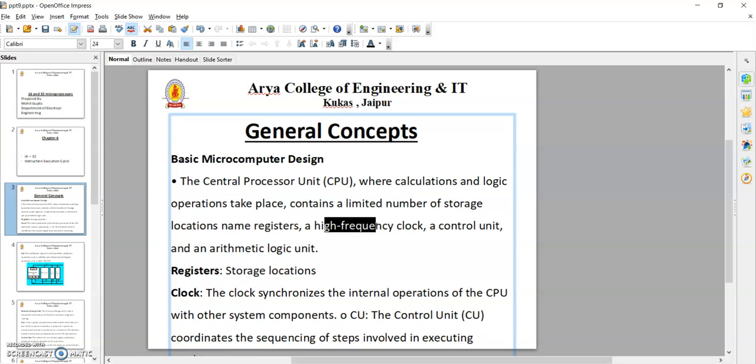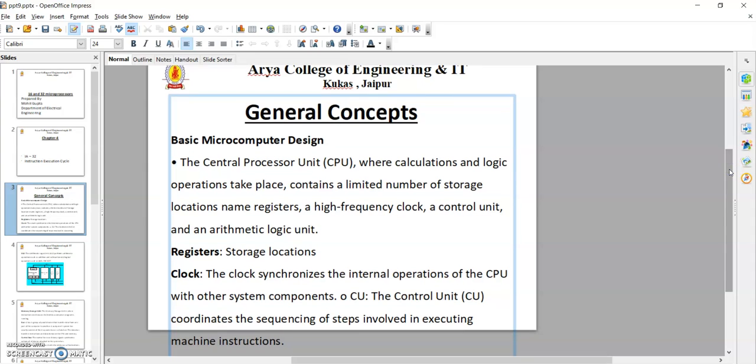We are aware that the arithmetic and logical unit is responsible for various arithmetic operations like addition, division, and logical operations like AND, OR, NOT, etc. The operations are performed in the arithmetic and logical unit, and the registers are used for the storage of various types of locations where the instructions have to be fetched, decoded, and executed. If we talk about the clock, we know that the clock is responsible for the synchronization of the internal operations of the CPU with the other system components, like the control unit that coordinates the sequencing of the steps that are involved in executing machine instructions.